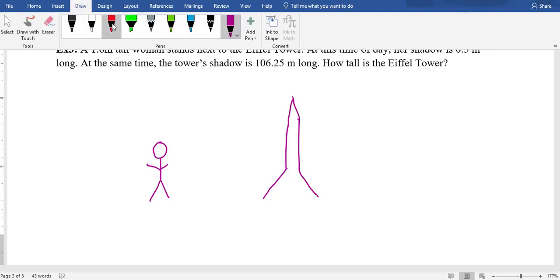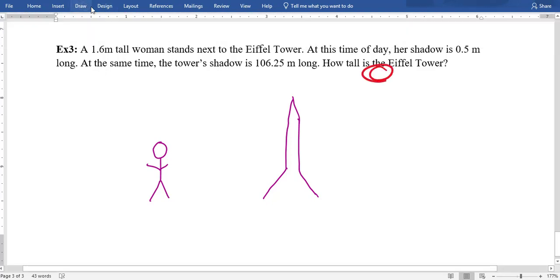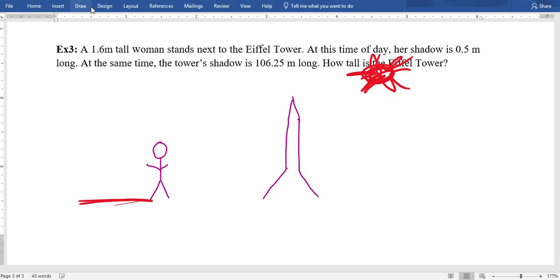So let's draw the sun over here. And the shadow is on the ground here. Okay, the sun kind of comes at this angle, and it's the same angle for both of them because that's how the sun works. And it creates a shadow that's 0.5 meters long. At the same time of day, the tower's shadow is 106.25 meters long. Okay, and it says she is 1.6 meters tall.